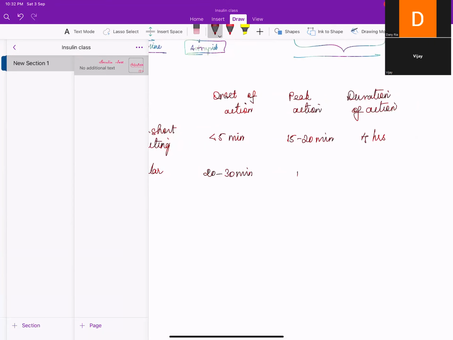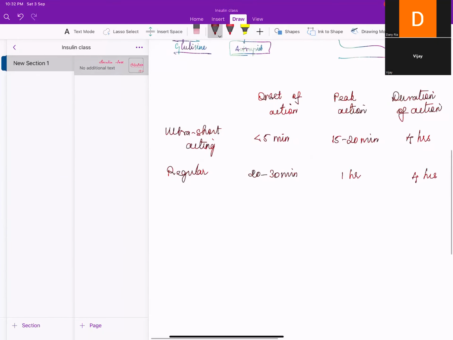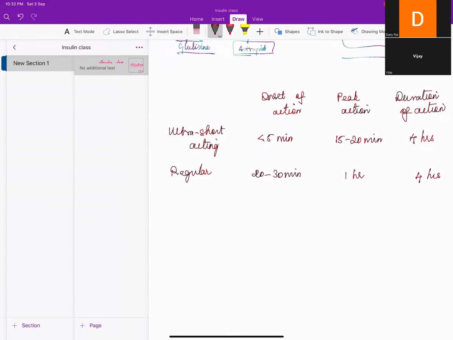The peak action occurs in 1 hour. The duration of action is 4 hours. That is why, while giving regular insulin, we have to wait for 30 minutes for it to start acting. If you are injecting and taking food immediately, it will cause a rapid rise in sugars in the body. It will be difficult to control later. So if you are giving insulin, you should start taking the meal at the 20th or 30th minute. But the duration of action for ultra short and regular are both the same, only 4 hours.